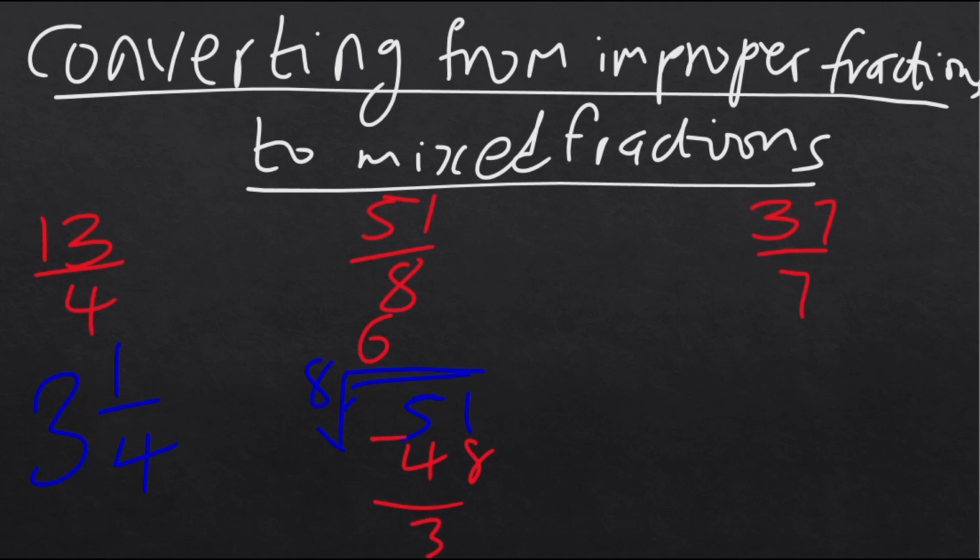And now how do we write the mixed fraction? We write the quotient as the whole number, the remainder as the numerator, and the denominator in the previous fraction as the denominator. So that's how easy it is. So let's write it down and then move to the next one. So 6 whole number, 3 over 8.